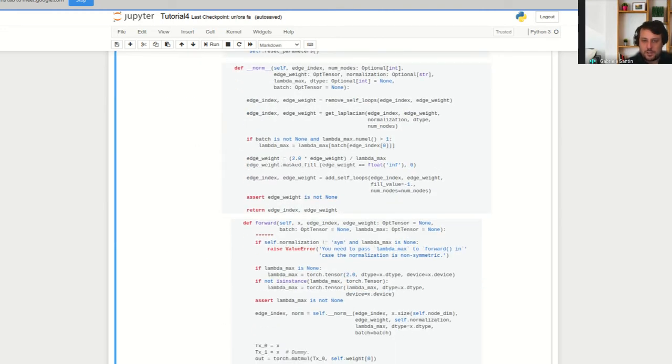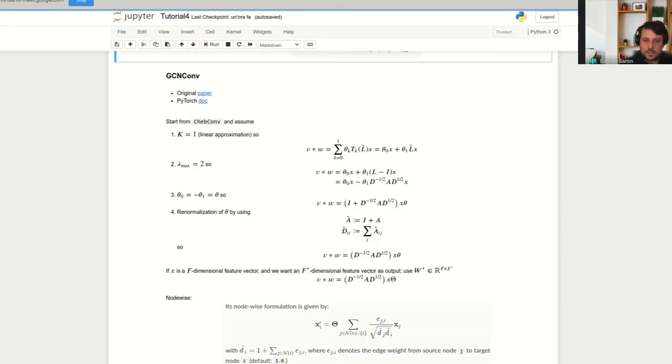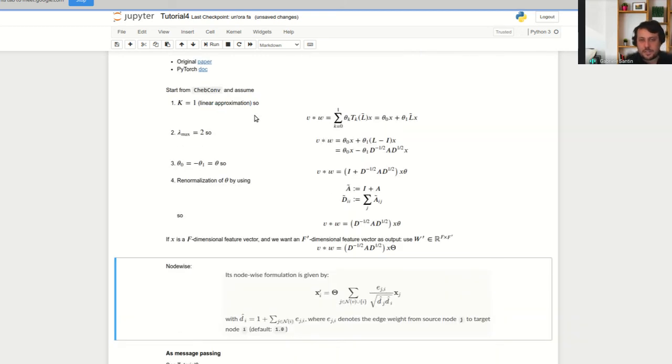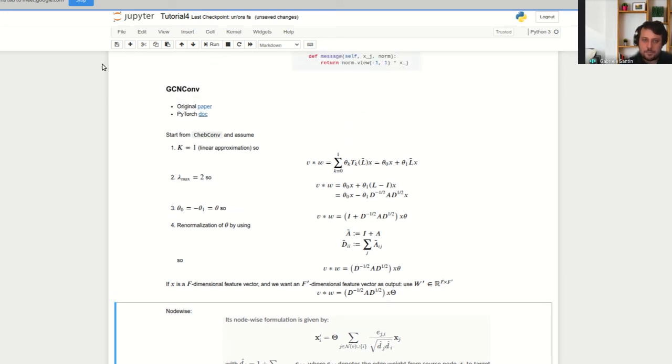Then there is a second one, which is even easier. There is again the link to the paper, to the documentation, and this is a simplification of the Cheb-Conv layer, and it works like that. So first we assume that k is equal to 1. This layer is a linear approximation of the Chebyshev layer. So which means that the sum above now has only two terms.